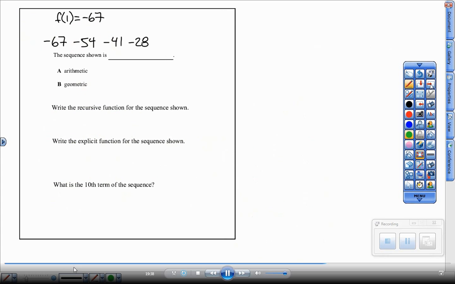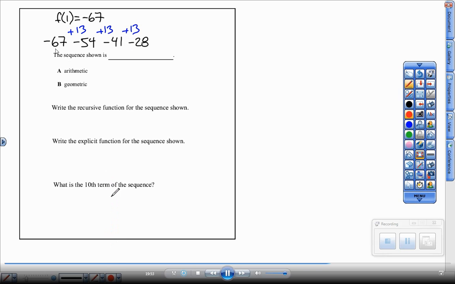All right, next problem. This one is arithmetic. The fourth word is "doing." That's the fourth word.